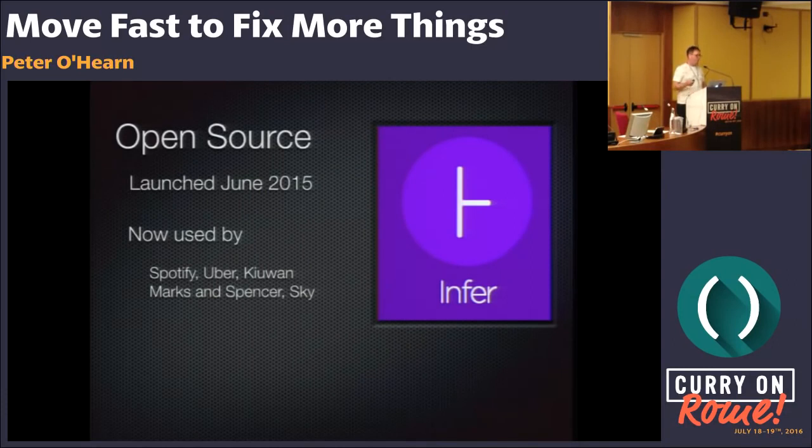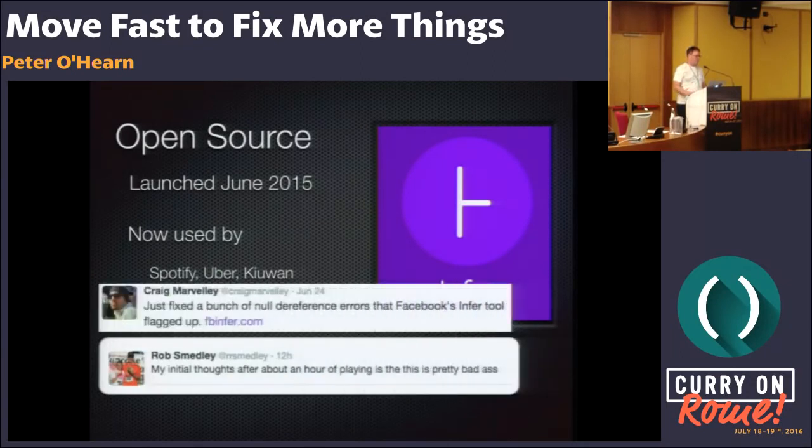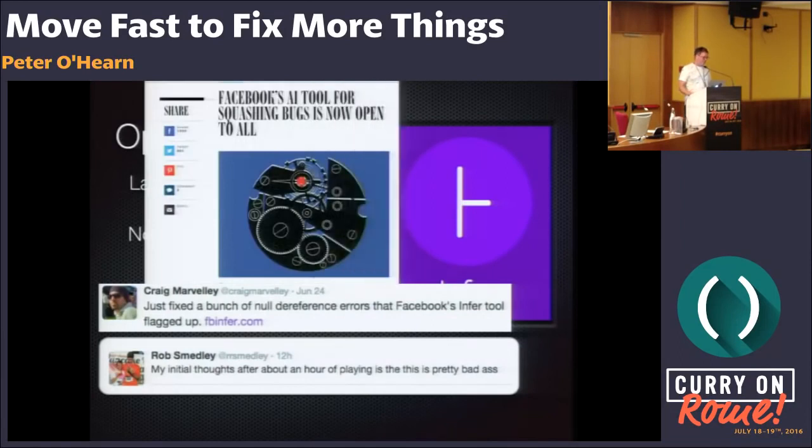Because we open sourced it, friends in the community get to use it, so individuals, not just companies. So this person, Smedley, thinks that Infer is badass, so we have no reason to quarrel with Smedley there. So lots of people have fixed bugs. Another thing a bit different from working in academia is you end up with things like this. I think that's a Wired article: AI tool that is smashing bugs is now open to all.